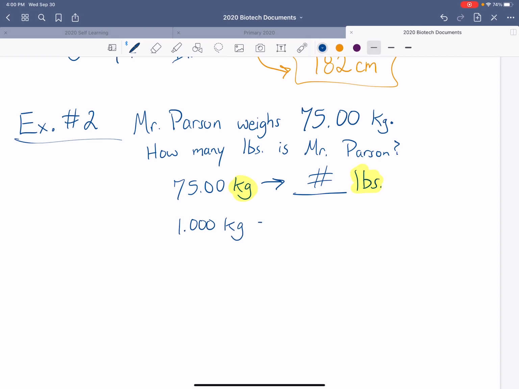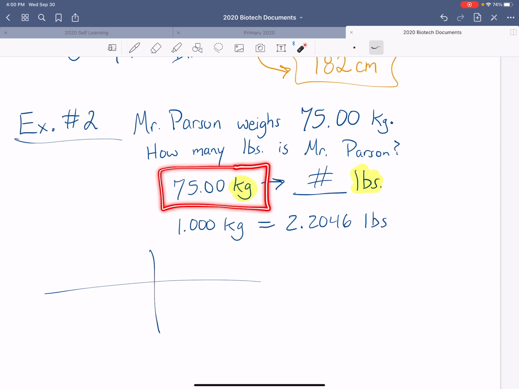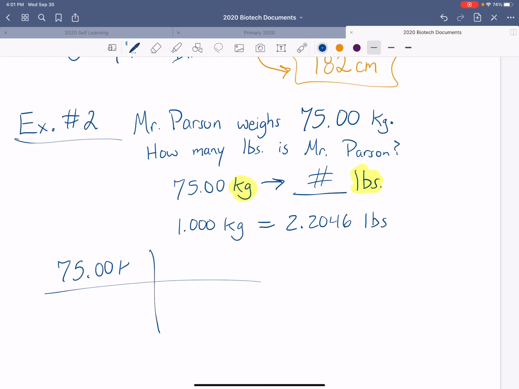1.000 kilograms is equal to 2.2046 pounds. Okay, we'll set up a t-table here. The value that we start with that has the units we don't want needs to go into our very first slot here. 75.00 kilograms goes right here.